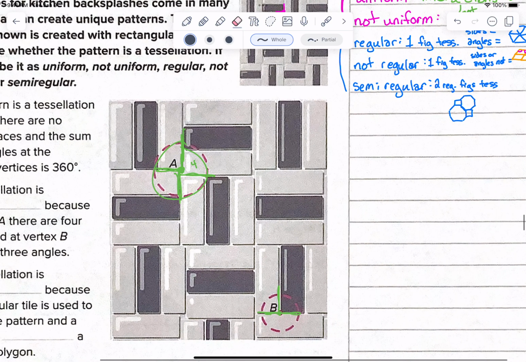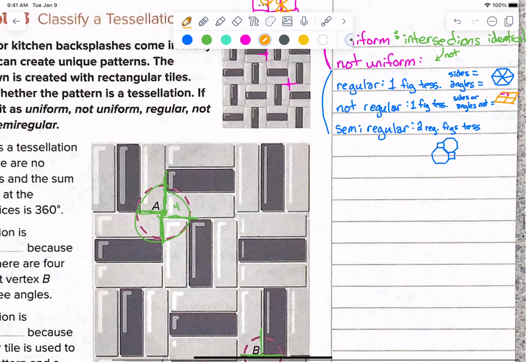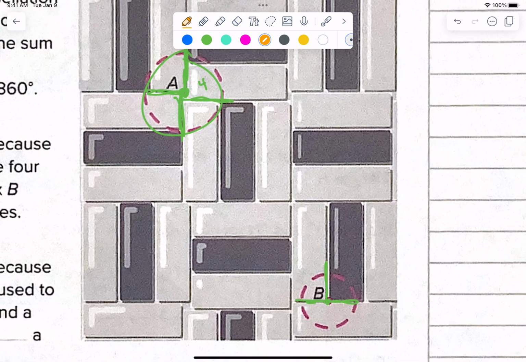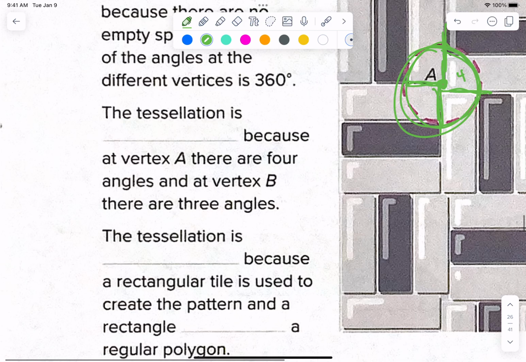So if I'm looking at this shape right here, they want us to fill this in. Is he going to be uniform or not uniform? Not uniform, because he has 4 intersections here versus only 3 here. So it says the tessellation is not uniform because at vertex A, there are 4 places, and at vertex B, there are 3 angles.